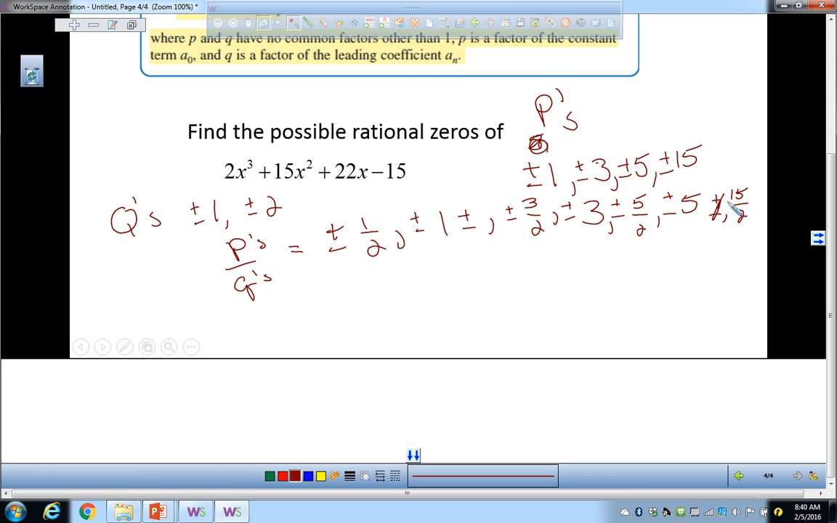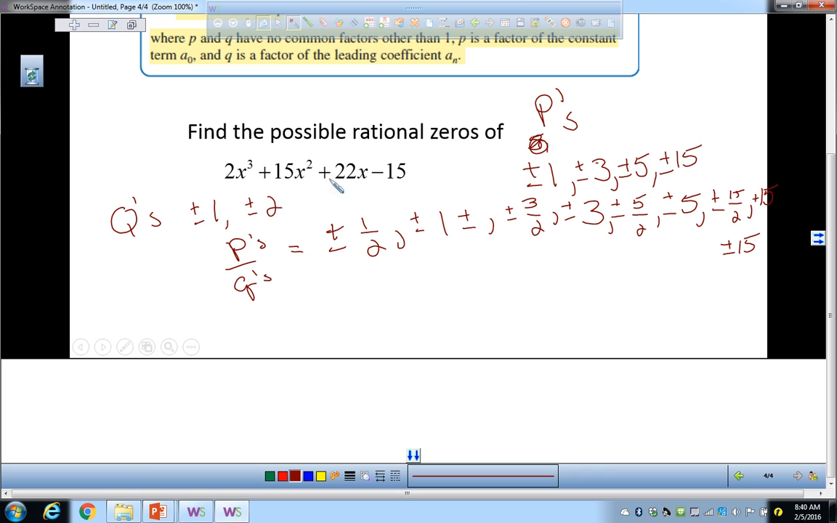I'm messing up. Sorry. Plus or minus 15 over 2, and then plus or minus 15, okay? 15, do you see the 15? Plus or minus 15. Those are all the possible rational roots, okay?